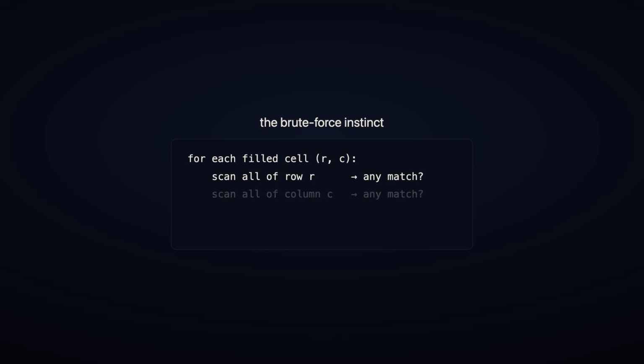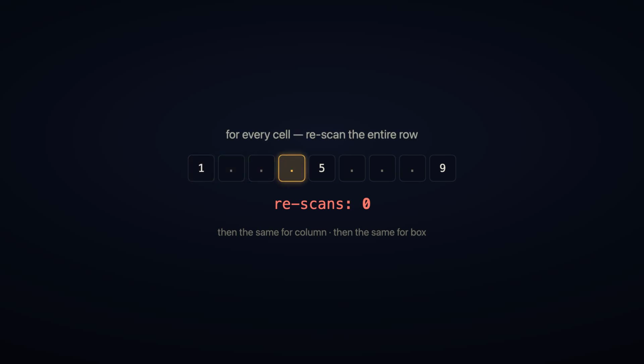What's the first thing you try? Probably this. For every filled cell, look across its whole row for a match, then down its whole column, then around its whole box. Never find a twin, and the board is valid. It works, but look at the waste. To check one cell, you rescan its entire row, column, and box. Then for the next cell in that same row, you scan the row all over again. You keep rereading the same groups, cell after cell.